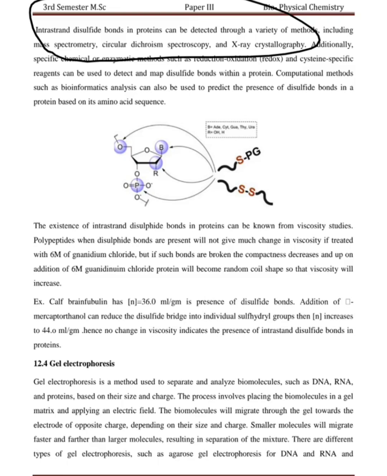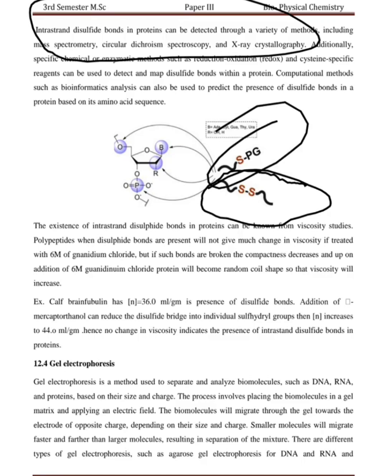So that is with respect to detection of intra-disulfide bonds in the protein. Disulfide bonds are nothing but S-S bond formation with another protein group or with another substrate. So you can see the sulfur bond formation.